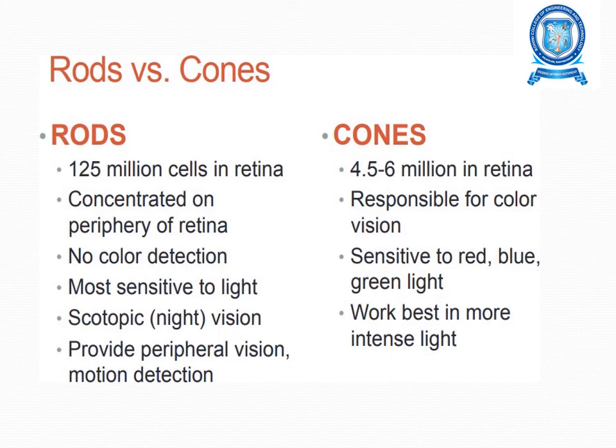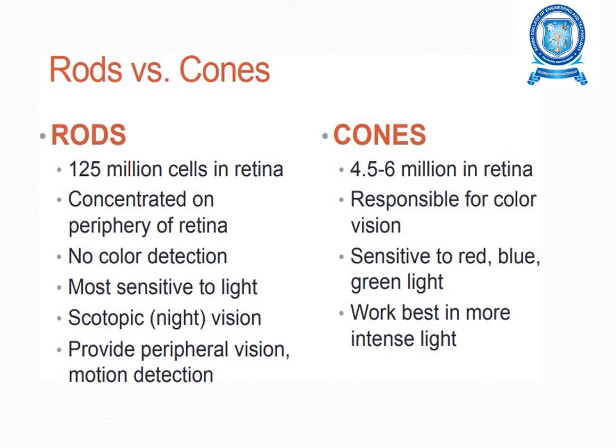So it will be concentrated on the periphery of the retina, and the cones are mainly responsible for color vision. Whereas in the case of rods, as we know, they are not used for color, so there will be no color detection, but the cones are very sensitive to red, blue and green light, that is the RGB light. As we have learned earlier in the RGB model, these three are very sensitive to the cones.